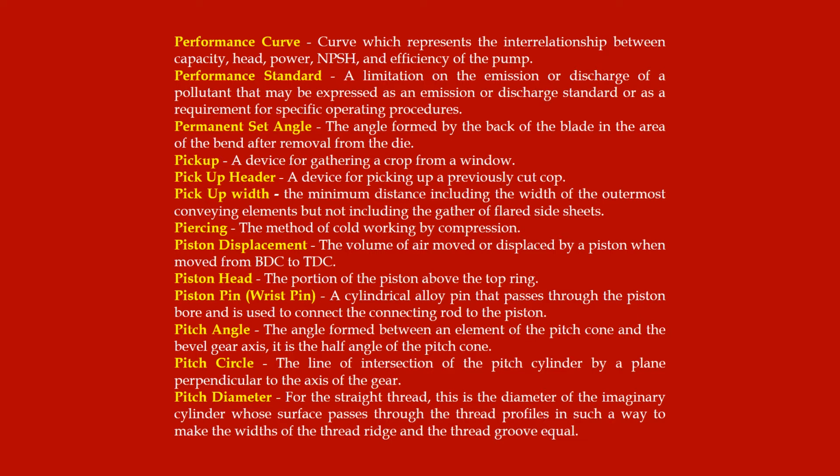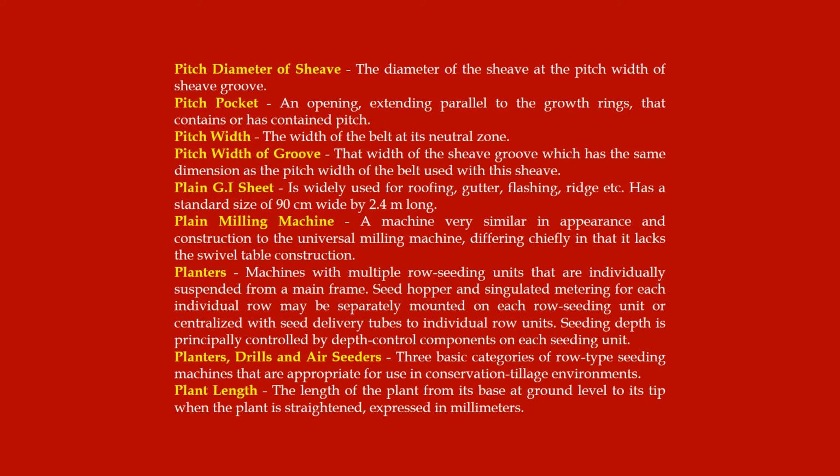Pitch circle: the line of intersection of the pitch cylinder by a plane perpendicular to the axis of the gear. Pitch diameter: for the straight thread, this is the diameter of the imaginary cylinder whose surface passes through the thread profiles in such a way as to make the widths of the thread ridge and the thread groove equal. Pitch diameter of sheave: the diameter of the sheave at the pitch width of sheave groove.